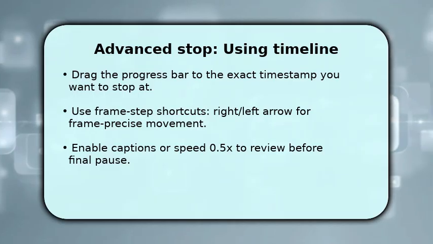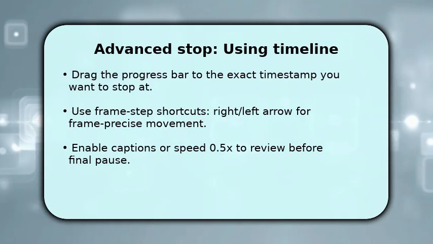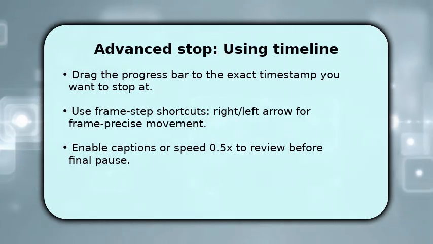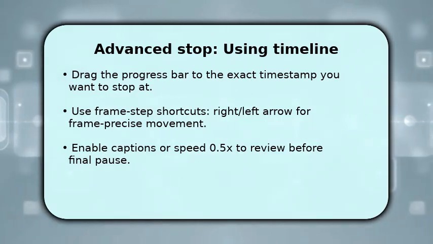You can also reduce speed to 0.5x or enable captions to confirm content before locking the frame. These steps help you finally make the stop durable and fix issues if the player resists.